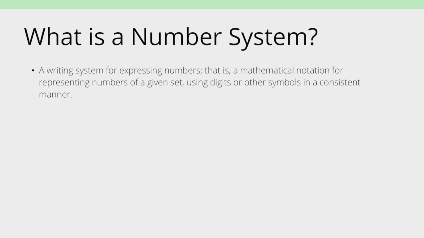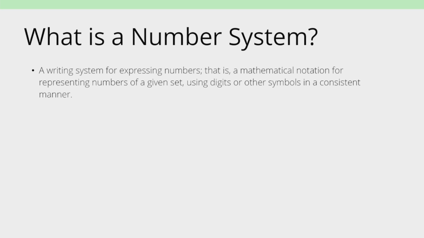So, number systems. What is a number system? If you Google what is a number system, you'll have this following definition as one of the many entries. A writing system for expressing numbers. That is, a mathematical notation for representing numbers of a given set, using digits or other symbols in a consistent manner. Wow, so that's quite a wordy definition, but let's go ahead and just talk about examples. I think that's the best way to talk about a number system.